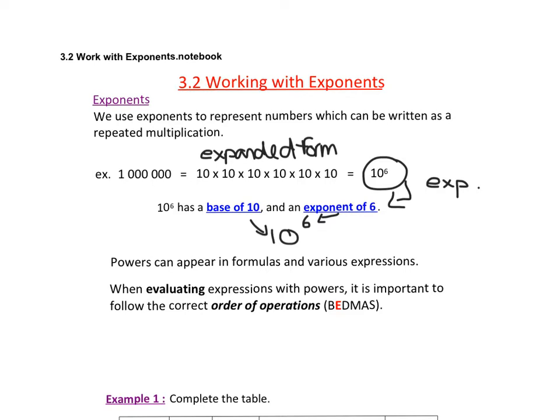Powers can appear in formulas and various expressions, so it's one of the reasons why we're doing exponents first. Think of order of operations, right? BEDMAS. Brackets, and then what comes next after brackets? Exponents. If we can't solve exponents, can we really do the rest of the math that's required? No, so we need a better understanding of exponents. When evaluating expressions with powers, it's important to follow the correct order of operations, just as I mentioned.